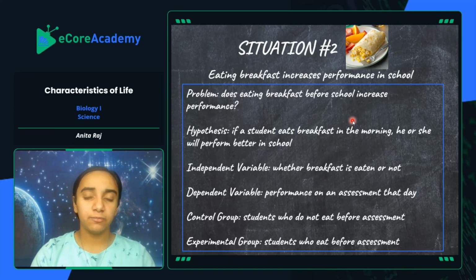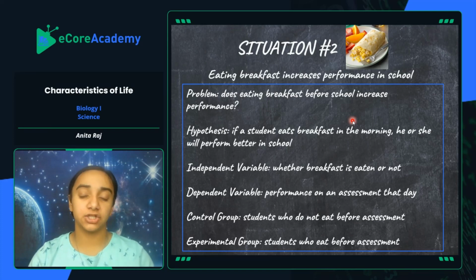So remember, the "if" part is the action that myself or the test subject is performing, and the "then" part is going to be the result of that action that I am predicting. So I'm thinking that if a student does eat breakfast, then he or she will inherently do better in school.